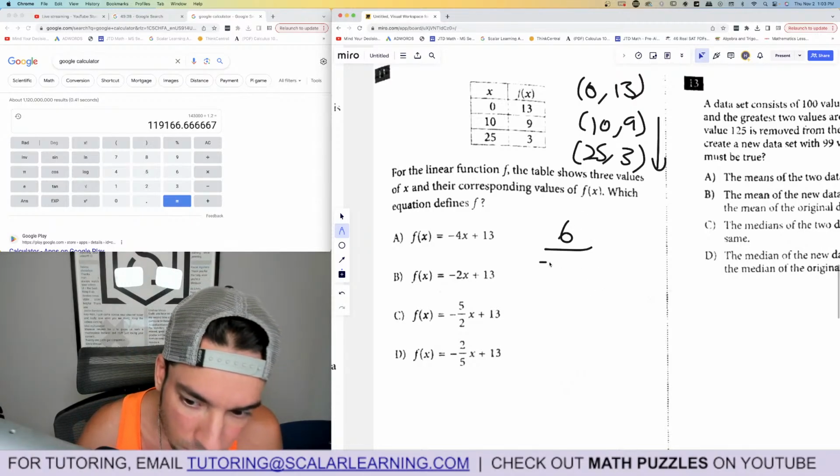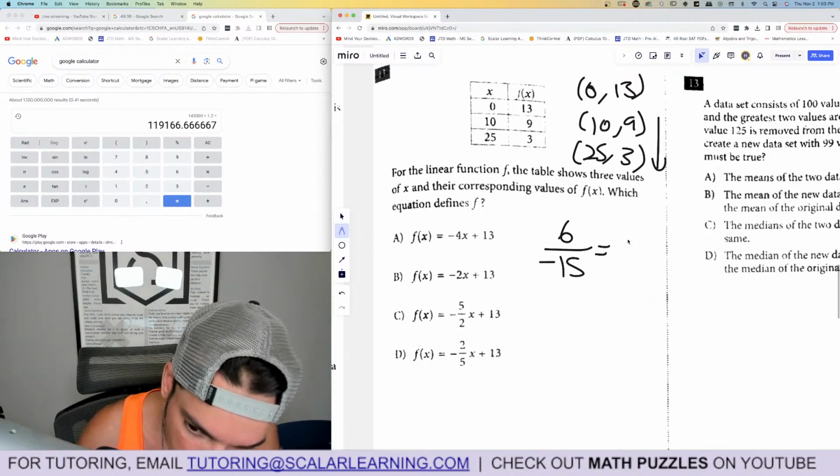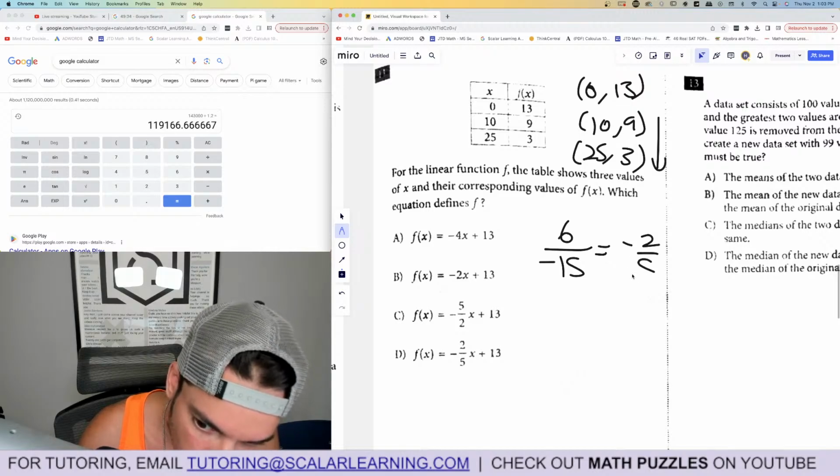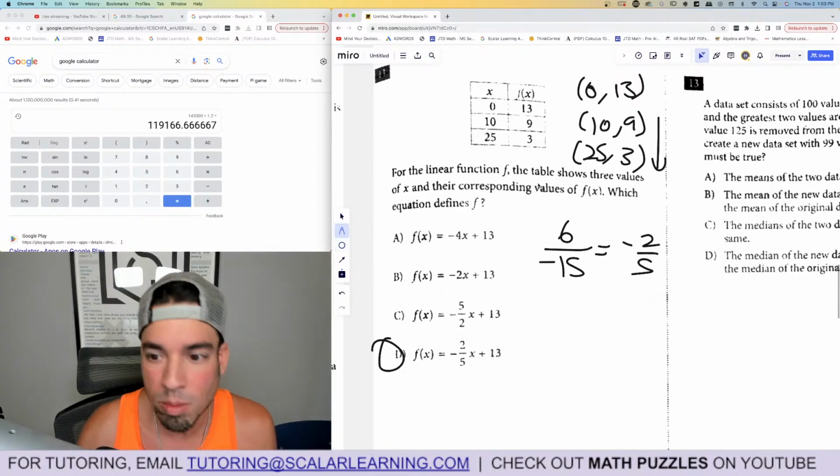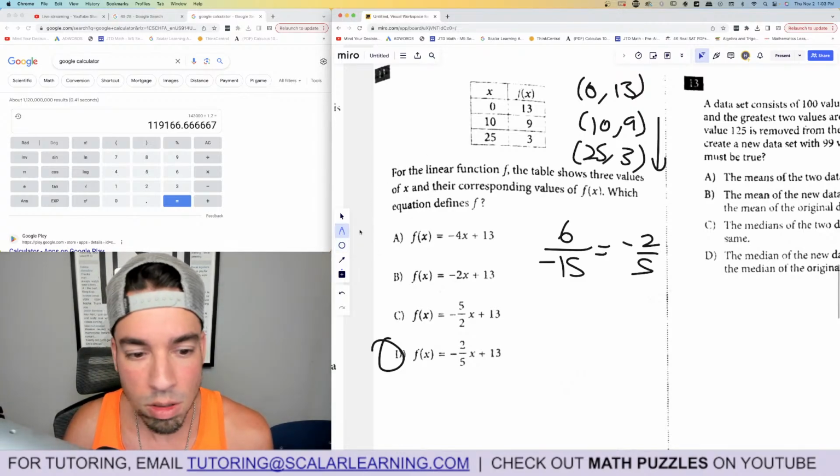10 minus 25 is negative 15, which means if we reduce that, we get a slope of negative 2 over 5, right? Divide top and bottom by 3. So negative 2/5 is the only one I see in D. Boom, done. Let me make sure I didn't misread anything. Yep, we're good to go.